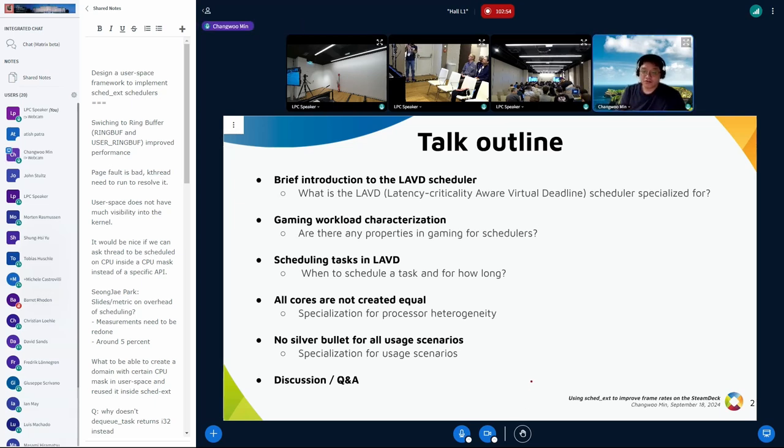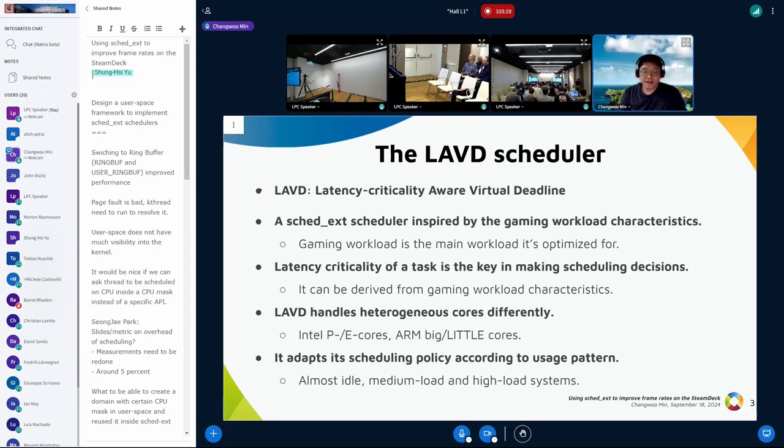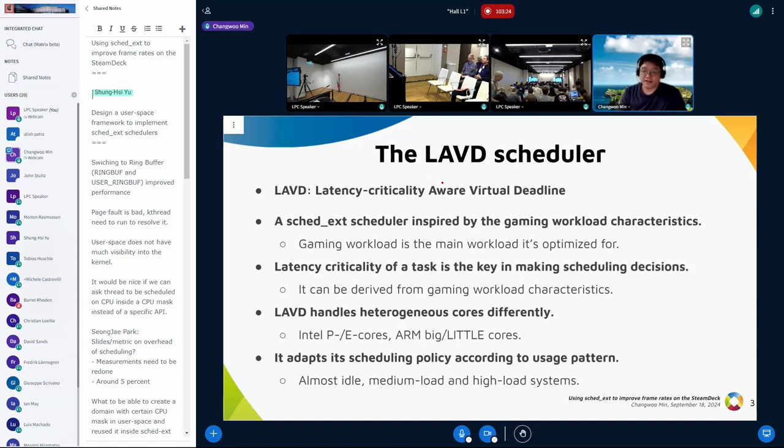So this is about the LAVD scheduler, which stands for latency criticality aware virtual deadline scheduling algorithm. The LAVD scheduler is a sched_ext-based scheduler inspired by gaming workload characteristics. Its main target is games, especially running on a Steam Deck. And as the name implies, it uses the latency criticality of a task as a main factor in making a scheduling decision. We derive that latency criticality by analyzing the game workload characteristics.